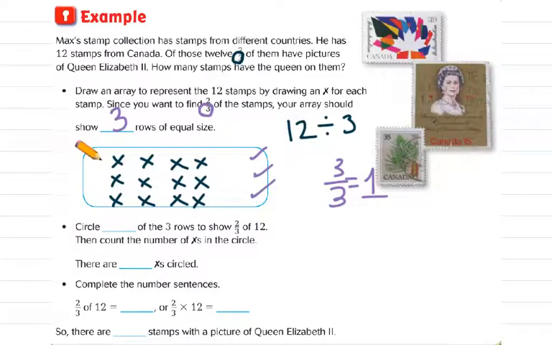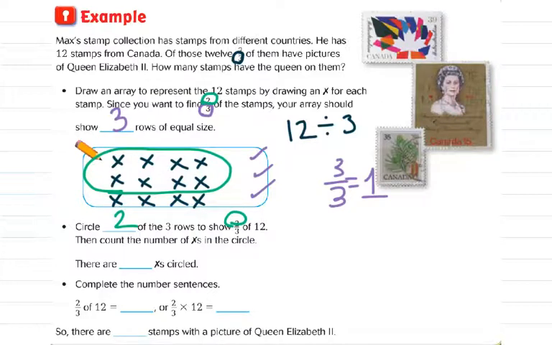So now it says circle blank of the rows to show 2/3. So what we would have to do is, if we look at the numerator, boys and girls, how many are we going to consider? 2. So what we do is we would circle 2 of the rows to show 2/3 of 12, because it's not going to be all 12 stamps.